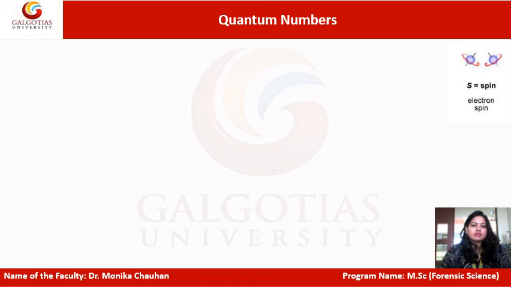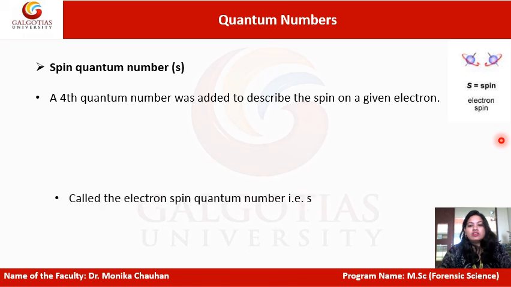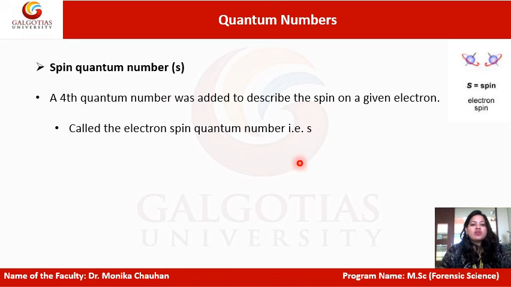The last quantum number is the spin quantum number s. A fourth quantum number was added to describe the spin of a given electron, called the electron spin quantum number, that is s, and the possible values of s are +1/2 and -1/2.